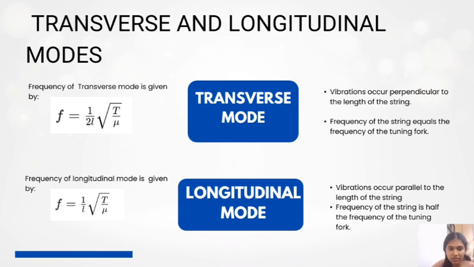So we'll be using the frequency of the transverse mode to find the result of this experiment. That is F equals 1 by 2L root of tau by nu. So this is all about the theoretical part of Melde's experiment. Thank you.